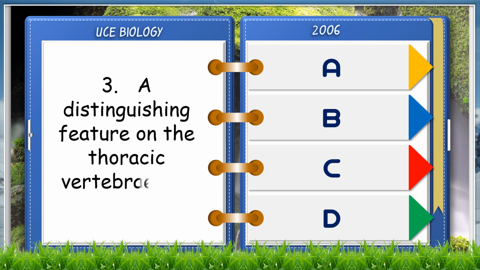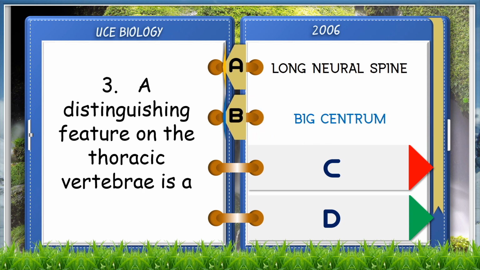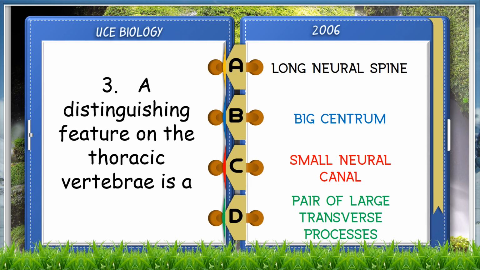A distinguishing feature on the thoracic vertebrae is: A. Long neurospine, B. Big centrum, C. Small neurocanal, D. Pair of large transverse processes. The answer is A. Long neurospine.